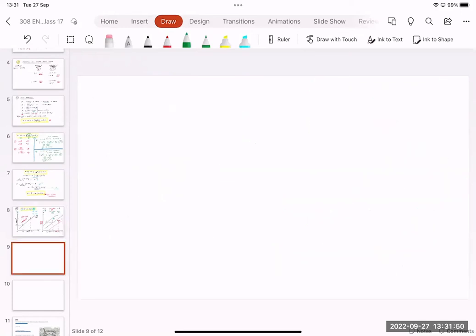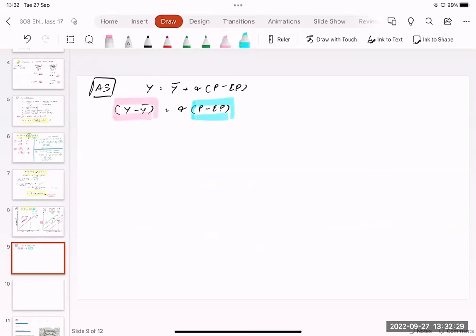Okay. So next one, we're going to go into more detail for the aggregate supply curve. From the equation Y = Y bar + alpha (P - EP), this time I'm going to rearrange the equation a little bit. I'm going to move Y bar to the left and put a bracket: (Y - Y bar) = alpha (P - EP). I'm going to color Y - Y bar pink, and P - EP blue.